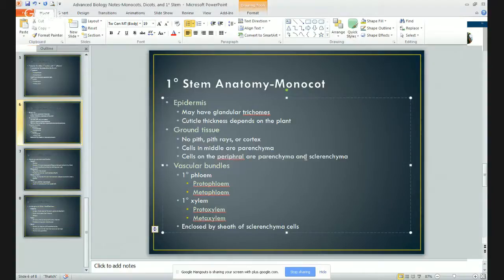And then you've got some vessel elements there, kind of in the middle of the metaxylem. That's what the VE means. Or those would be what I would call the eyes. So that's basically the structure of a monocot vascular bundle, which looks way different than your dicot vascular bundle.